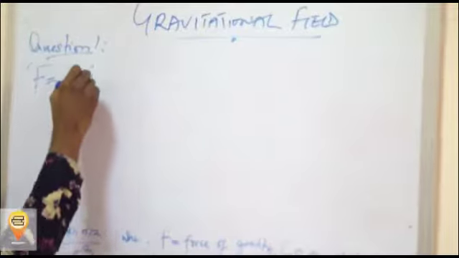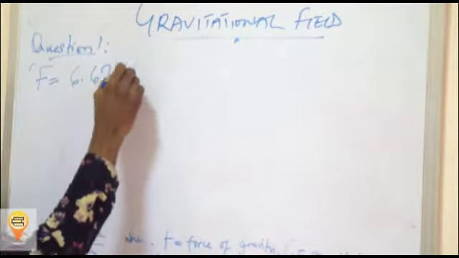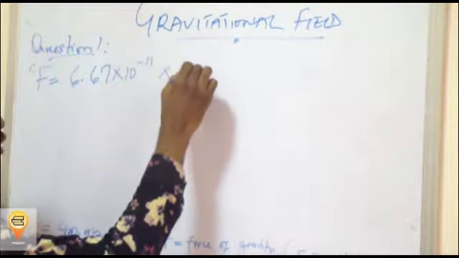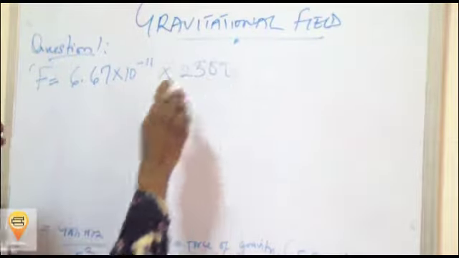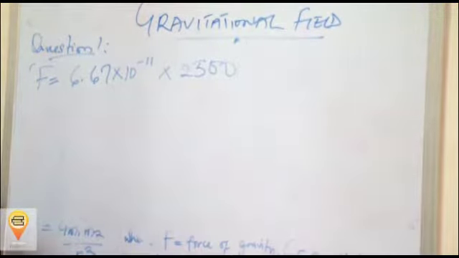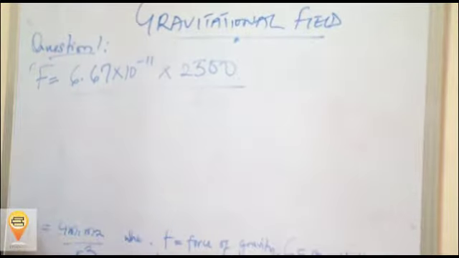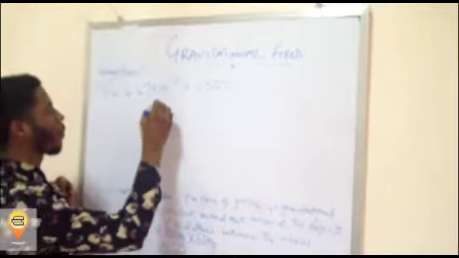So from here we continue. We say our F now, which is the force of gravity, is equal to 6.67 times 10 raised to the power minus 11, multiplied by 2500, which is 50 multiplied by 50, all over 0.05 meter.